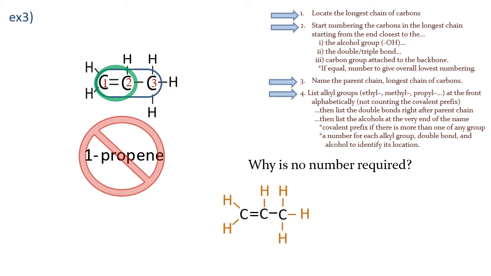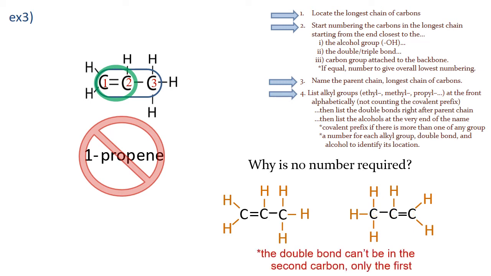And I guess the double bond could go between the 2nd and 3rd carbon, and it would look like this. But then, according to my rules, I would have to start counting from the right-hand side because I always start counting from the end closest to the double bond in a situation like propene. In which case, I move that bond, but it's still on the first carbon. So the double bond can't be on the second carbon. It can only be on the first carbon.